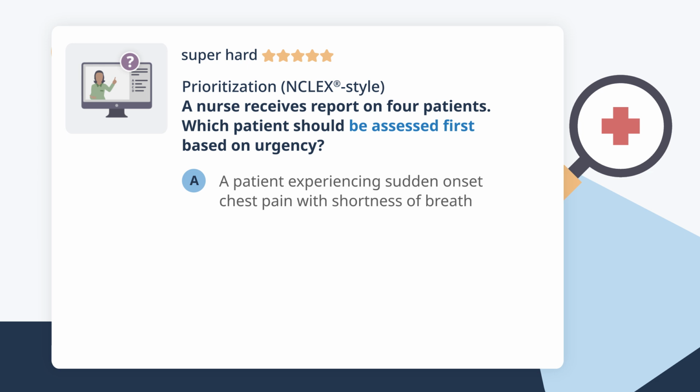Sudden chest pain accompanied by shortness of breath may indicate a life-threatening condition such as acute coronary syndrome, pulmonary embolism, or aortic dissection. Following NCLEX prioritization principles such as the ABCs, this patient requires immediate assessment to identify and treat potentially unstable airway, breathing, or circulation problems.